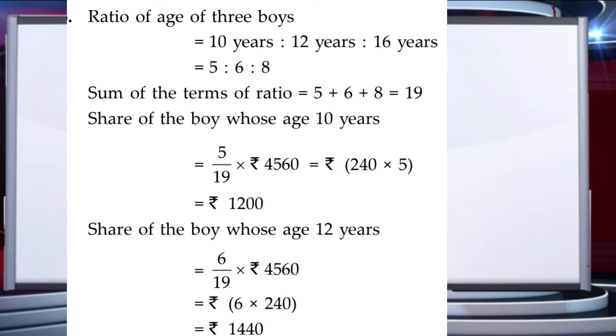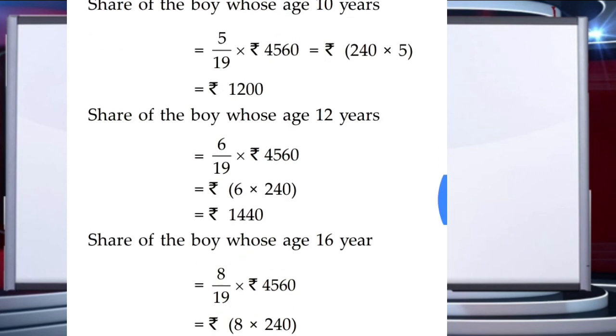Now the share of the second boy whose age is 12 years. Now my age of 12 years has reduced to 6, so the ratio has become 6. So I'll write 6 here. And the total ratio is 19, so I'll write 19 here. And the total money is 4560. Again I'll divide this. So now it is 6 into 240, that is 1440. So the share of the boy whose age is 12 years is 1440.